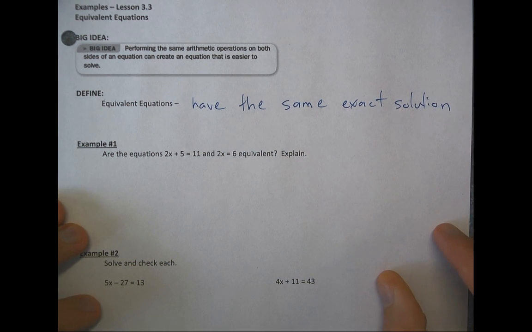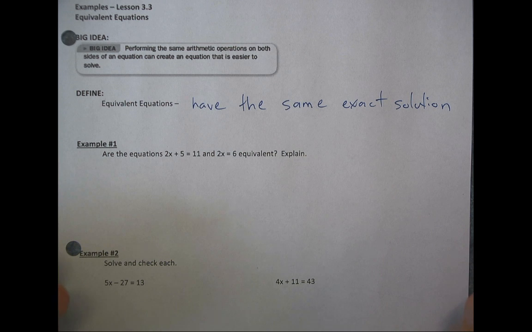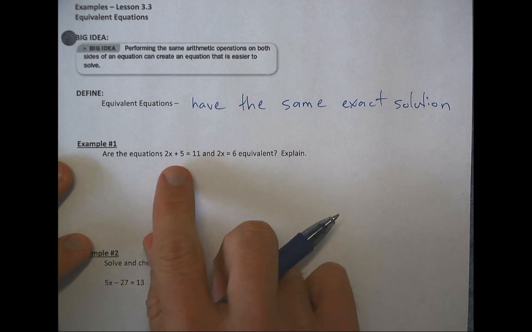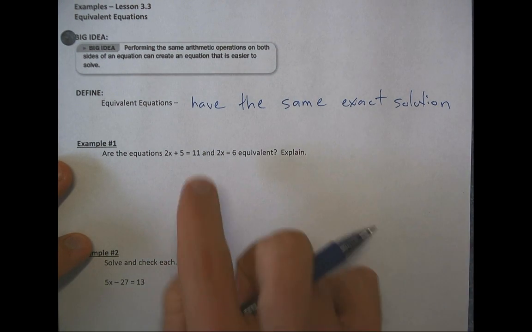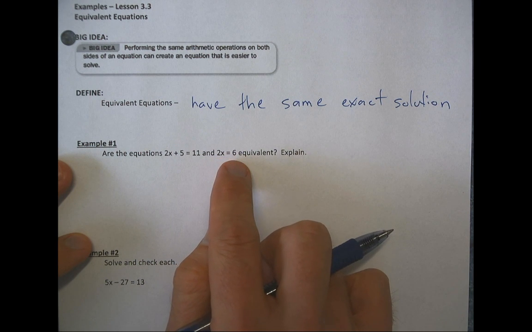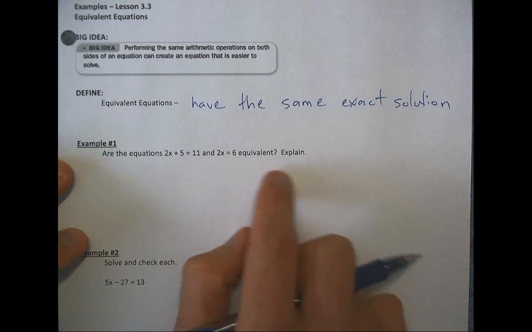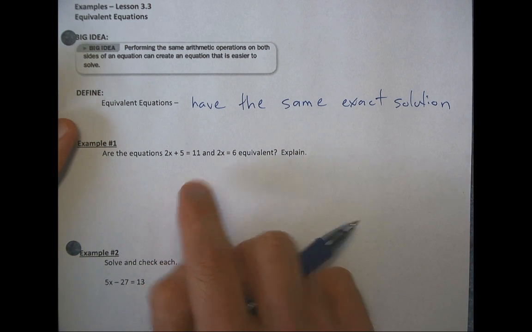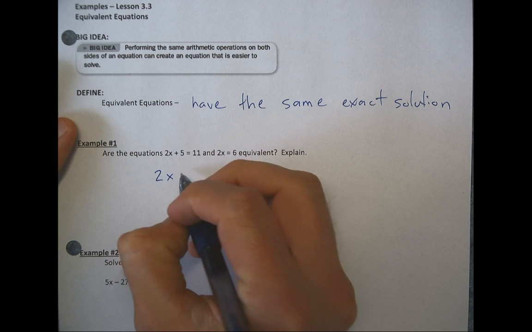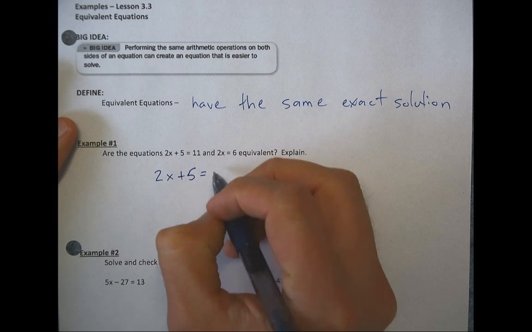So if we're going to look at two equations, and again, equations are different from expressions because equations have an equal sign and expressions are just a number sentence. We're going to say that they're equivalent equations if they have the same exact solution. So let's look at these two. 2x plus 5 equals 11, an equation, and 2x equals 6, an equation. Are they equivalent? Okay, so what we want to do is solve for both of them and see what the answer is. So starting with 2x plus 5 equals 11.